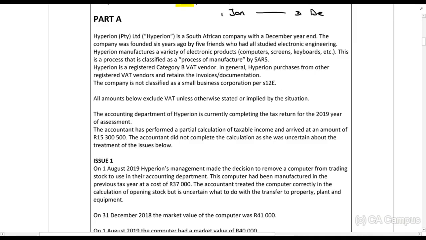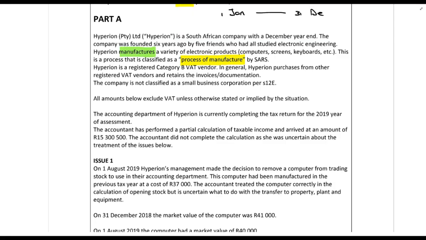The company was founded 6 years ago by 5 friends who had all studied electronic engineering. Hyperion manufactures a variety of electronic products like computer screens and keyboards. This is a process that is classified as a process of manufacture by SARS. Okay, so a couple of important things. Process of manufacture by SARS, that's the indication. That should be indicated to you in a question usually. If it's not, look at what they are telling you. If they use words like manufactures, then we will assume that it means a process of manufacture. Again, unless something indicates otherwise. Right, but there should be some indication.